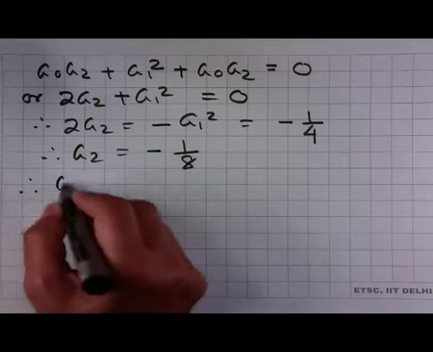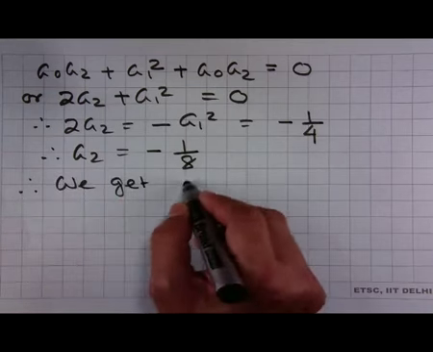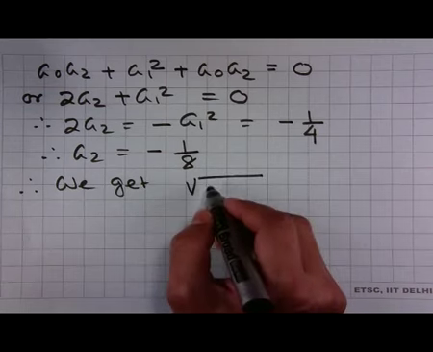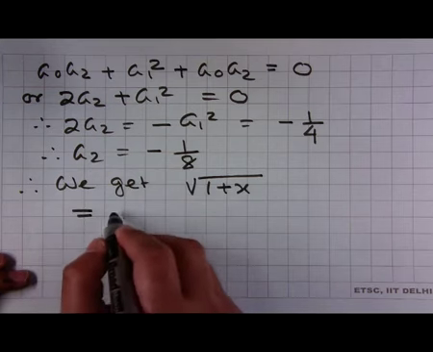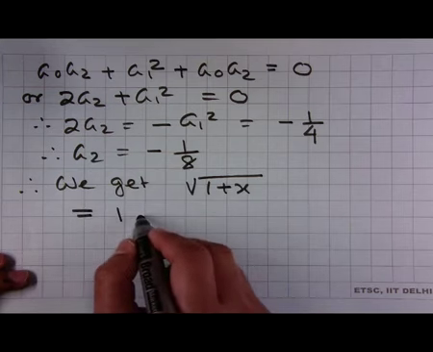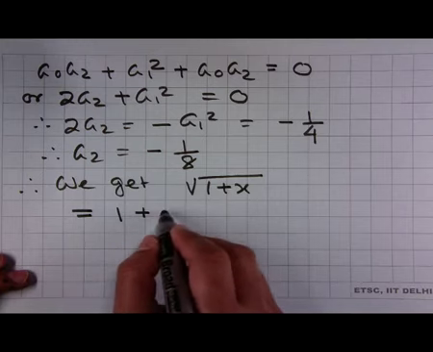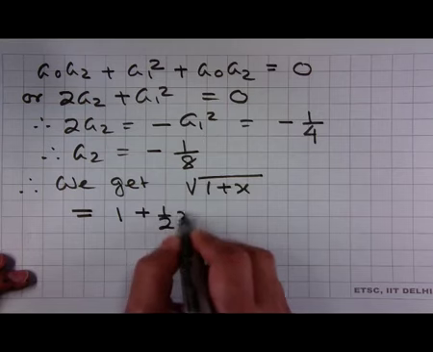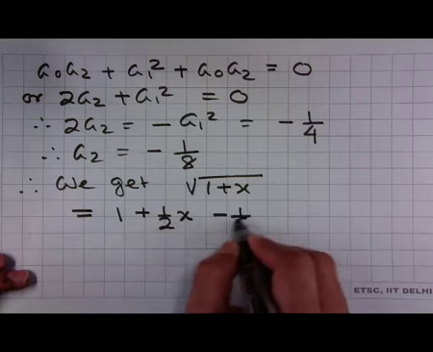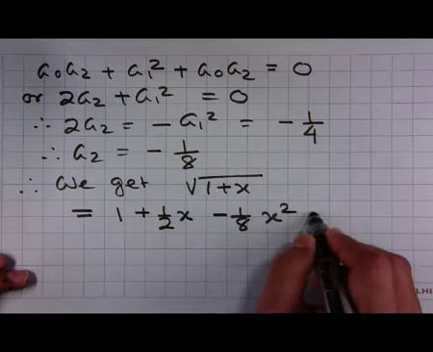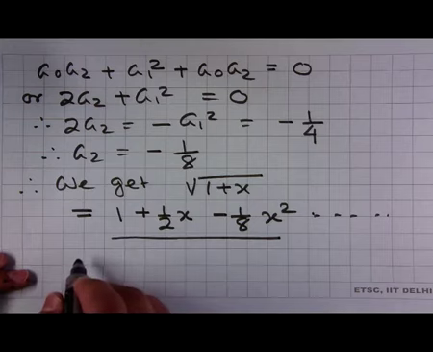Therefore, we get the square root of 1 plus x is equal to 1 plus half x minus 1 by 8 x square plus other terms which we are ignoring for the time being.